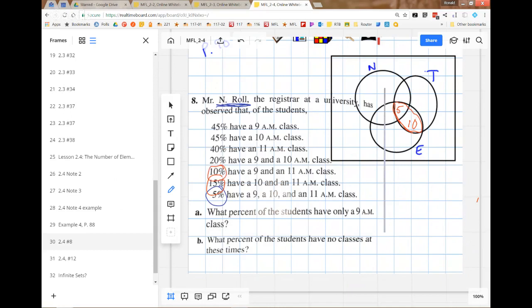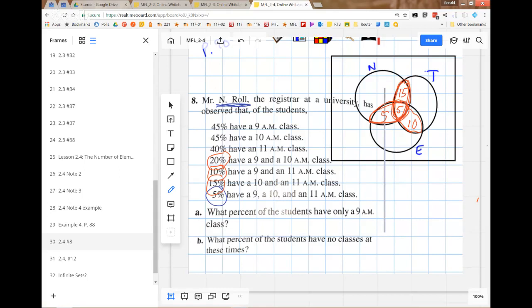Okay. 10% have a 9 a.m. and 11 o'clock class. So 9 and 11, those intersect over here. It's going to be a 5. And that has to total 10, so that's got to be 5. Right? Yep. And 20, 9, and 10. So this part right here has to total 20. So do you see how I had to put a 15 there? Right. Okay, so now let's do the singles.